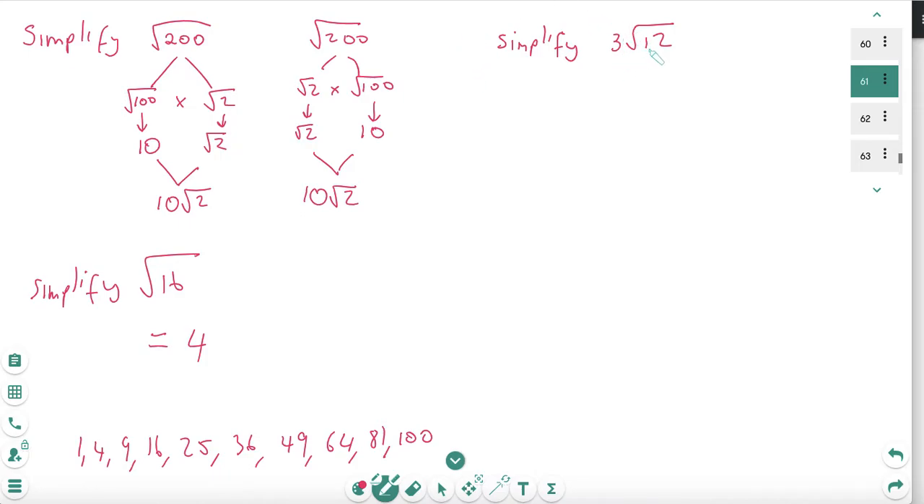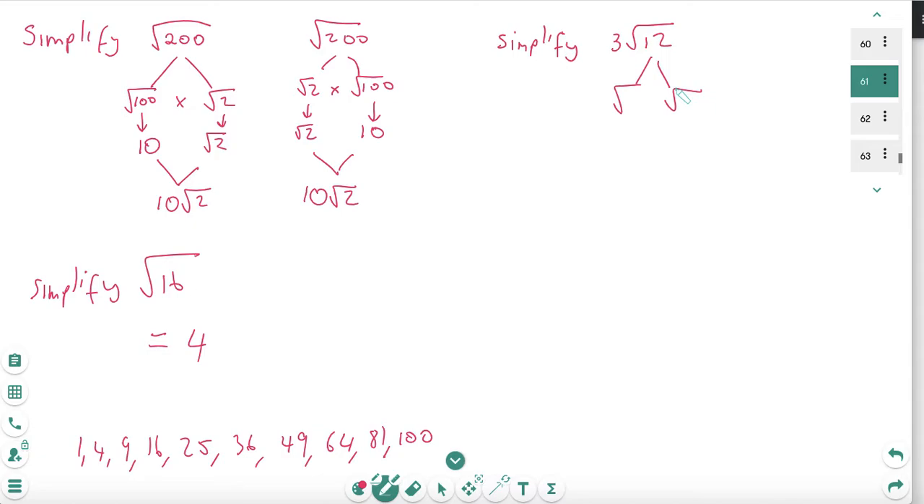The next one, 3 root 12. Now, the difference between this question and the last question is that there's a number in front. What we're going to do is that's basically called our third wheel. So 3 root 12 means 3 times root 12. We're going to ignore the 3 for now. Ignore the 3. Just look at the root 12 and let's simplify that.